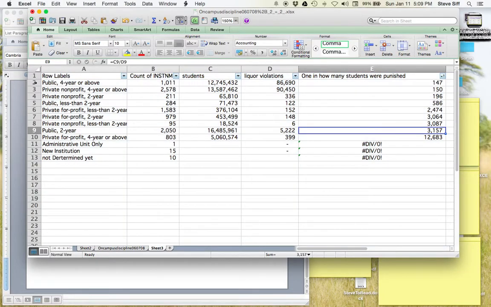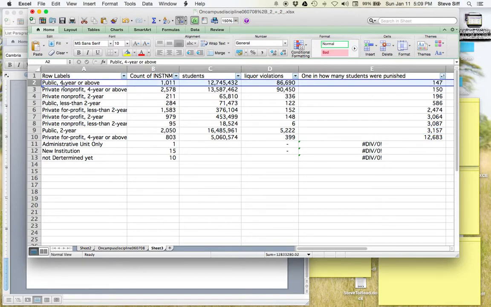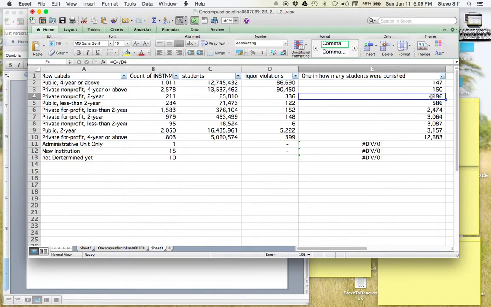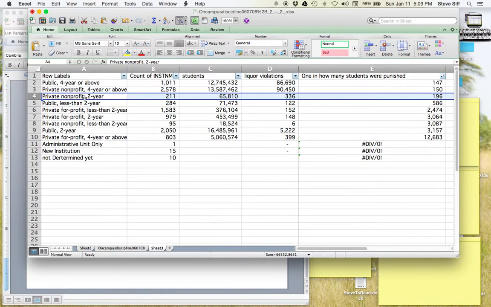All right, so look at this nationally now. At public four-year and above universities, now look at this. There's almost the same number of students at public and private four-year schools, huh? Private nonprofit. And the rate of violations at those kind of schools are the same. Actually, not even so different for that type of school, although there aren't really that many in that category.